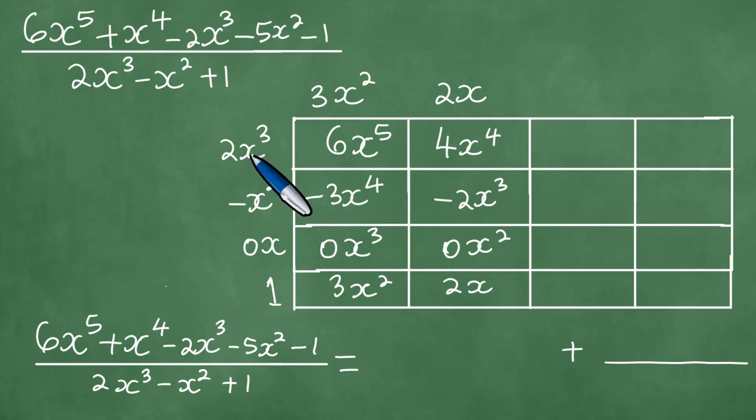Yeah, so 2x cubed times 2x, you get 4x to the fourth power. Then minus x squared by 2x is minus 2x cubed. Okay, I know you're seeing this for the first time. Right, so 0x times 2x. First you multiply 0 times 2. What is 0 times 2? It is actually 0. And then x times x is x squared. So 0x times 2x is 0x squared.